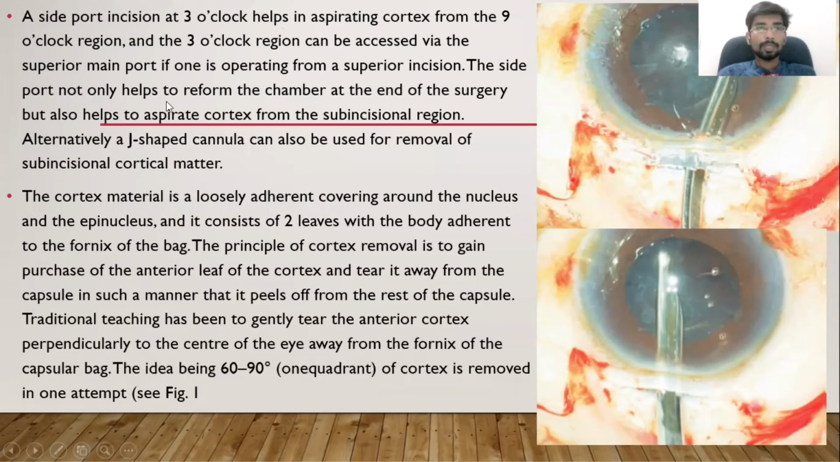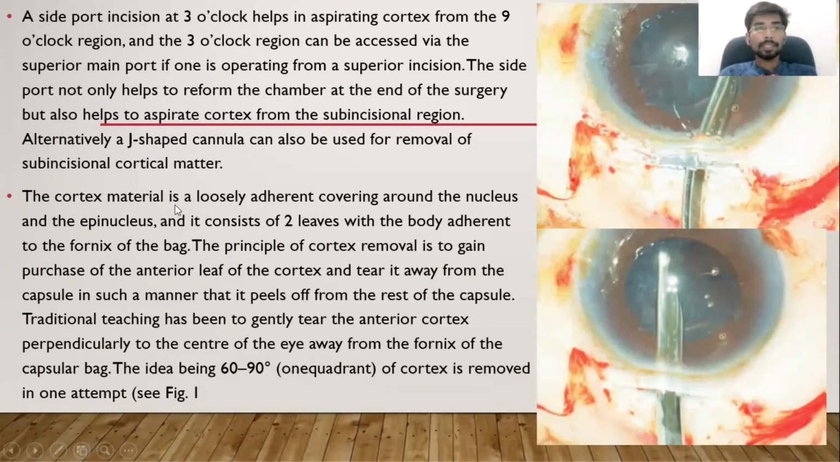The side port not only helps to reform the chamber at the end of the surgery but also helps to aspirate the cortex from the subincisional region. Alternatively, a J-shaped cannula can also be used for removal of subincisional cortical matter.